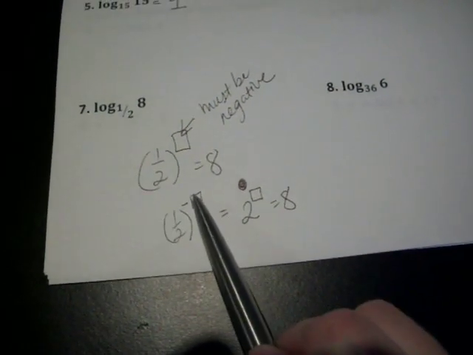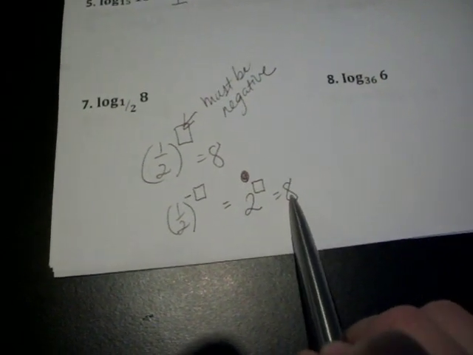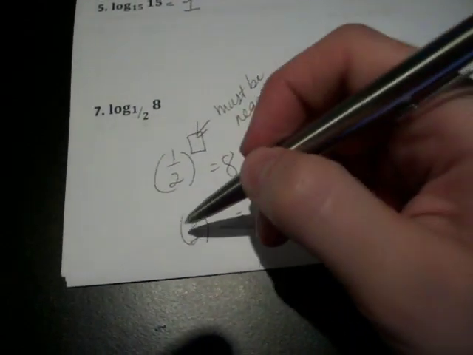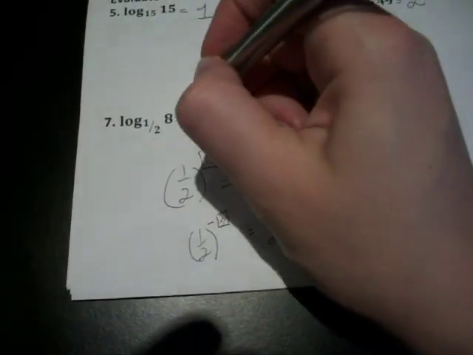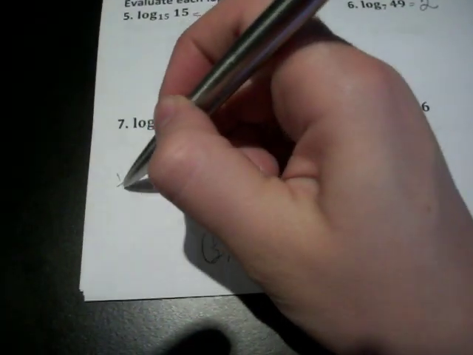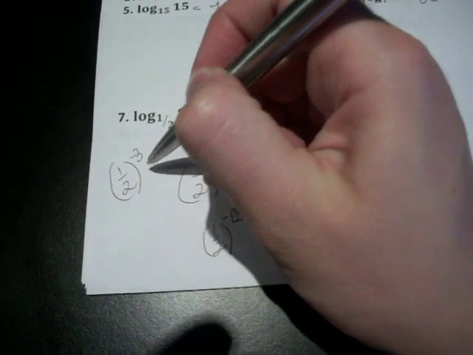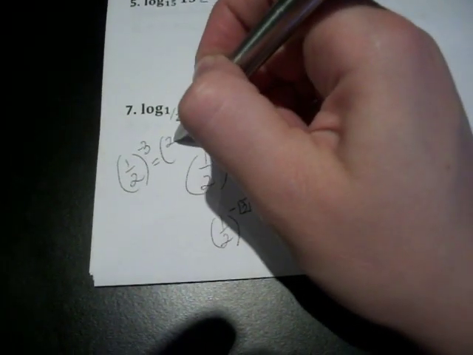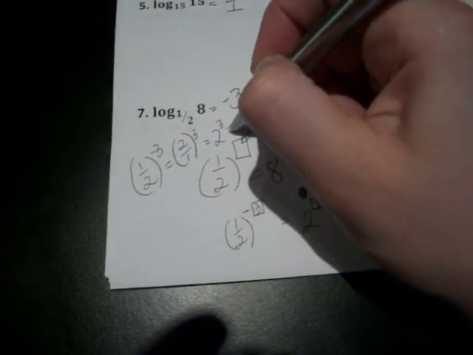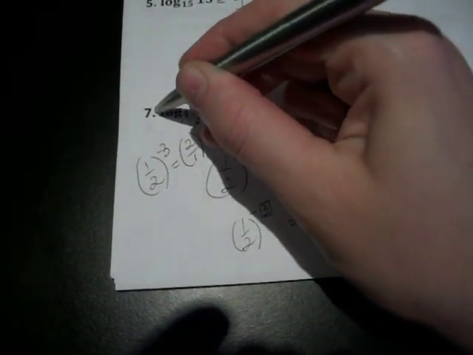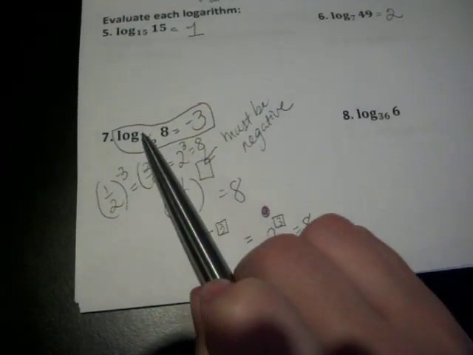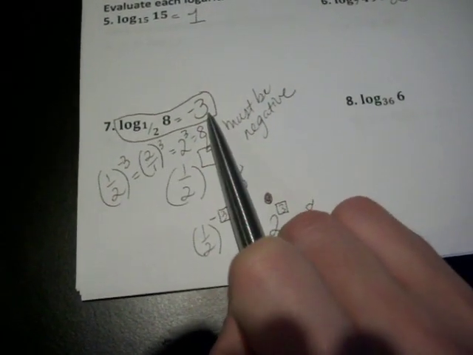So basically I'm looking for the number that would take 2 to 8. I know that 2 squared is 4 and 2 to the third is 8. Because it started off as this fraction, this answer is negative 3. Basically, 1/2 to the negative third is the same as 2 over 1 to the positive third, which is 2 to the third, which is 8. So that gives me my final answer. Just remember, if it goes from a fraction to a whole number or vice versa, you're going to have a negative there.